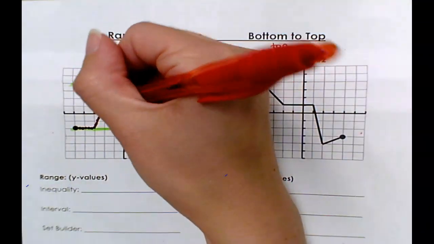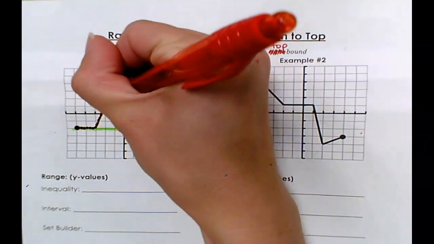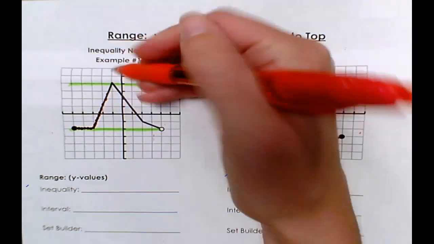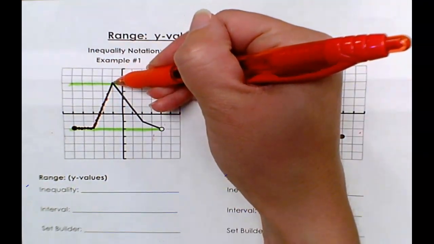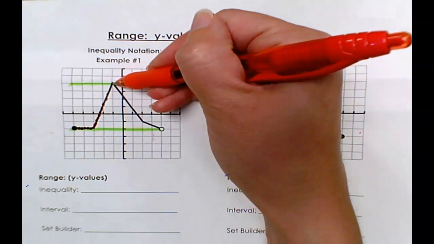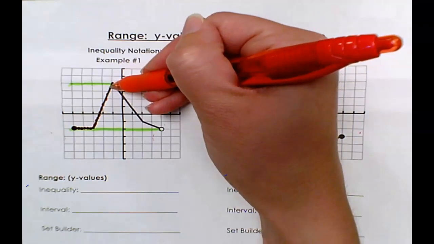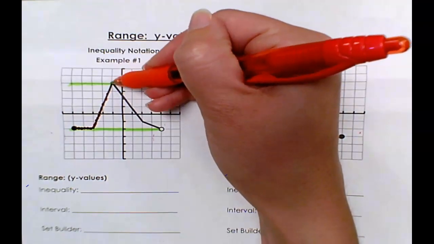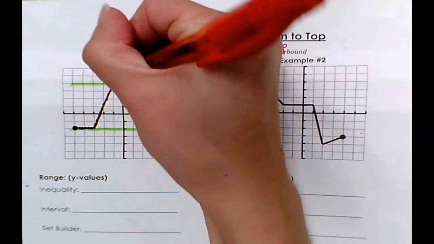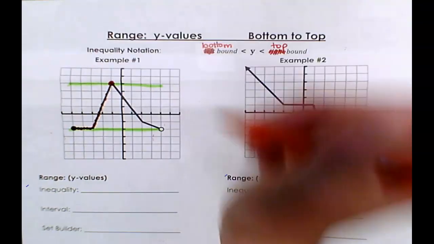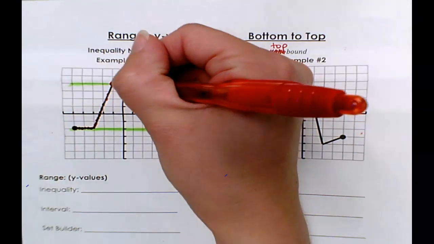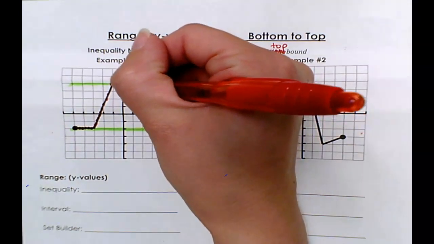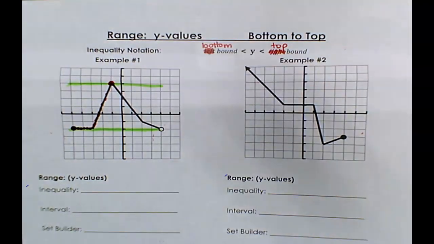So I'm mentioning this because if I go all the way to the top, well look, there's no open or closed point right here. So how in the world do you know what it is? How do you know whether to use the less than or equal to or the less than sign, or a parenthesis or a bracket? Well, anytime you see part of your line that has no open or closed point, you consider it closed. And the reason you consider it closed is because there's a part of the graph up here. So there's a closed point.